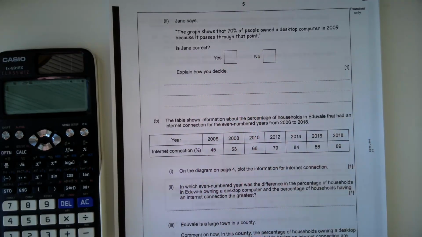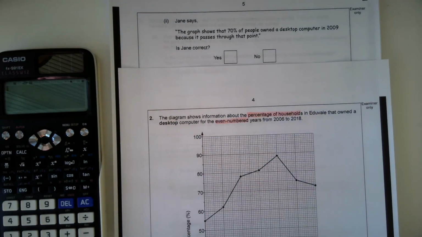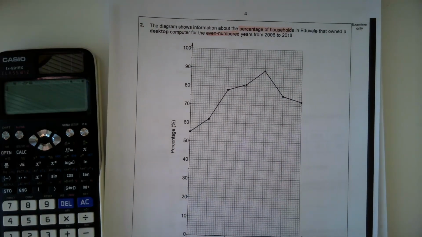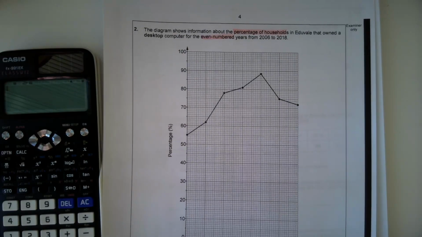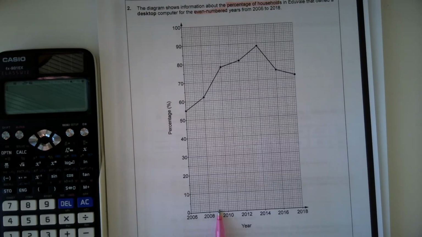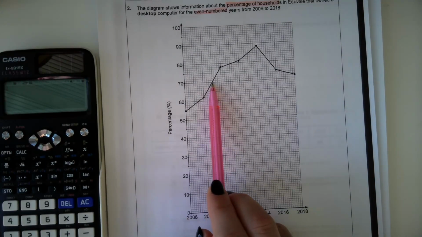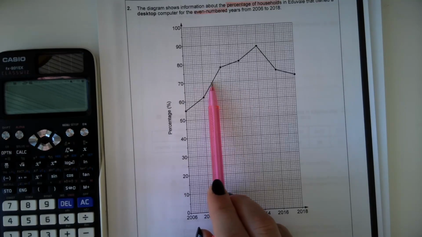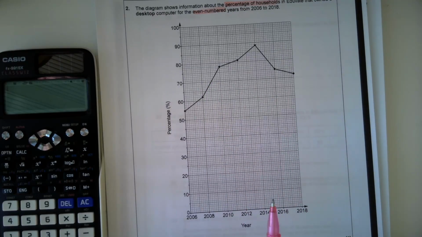I'm going to take a look back at that graph that we were working with. So Jane says 70% of people owned a desktop computer in 2009 because it passes through that point. So we're looking at 2009, which would be here in the middle. And if we go up, she's right. 2009, the year, does pass through that point, 70%. However, we have no data for 2009.